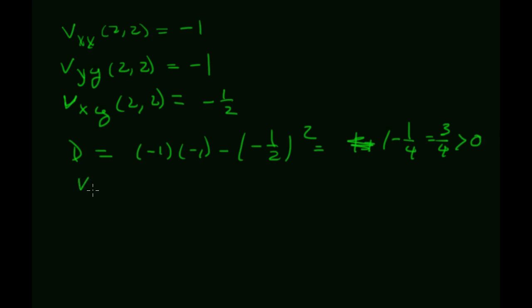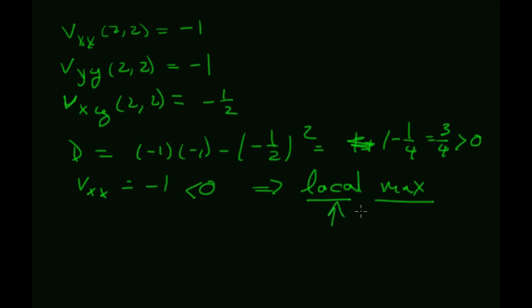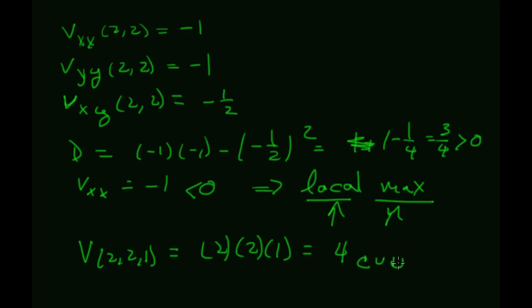So we know that Vxx is negative 1, which is less than 0. So this implies that this is a local max. Given that it's the only critical point and this thing has to have a maximum volume, it's not just a local max, it's the absolute max, which means the volume maximizes at 2, 2, 1, which is 2 times 2 times 1. The max volume of this box is 4 cubic units, right? So 4 cubic units. All right, so that gives us an answer.